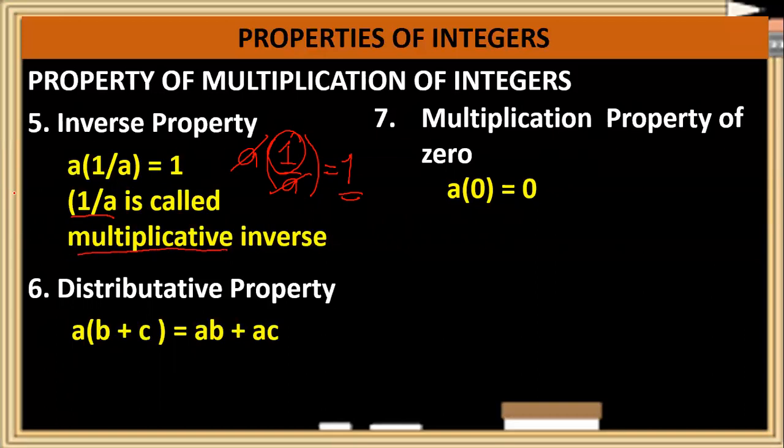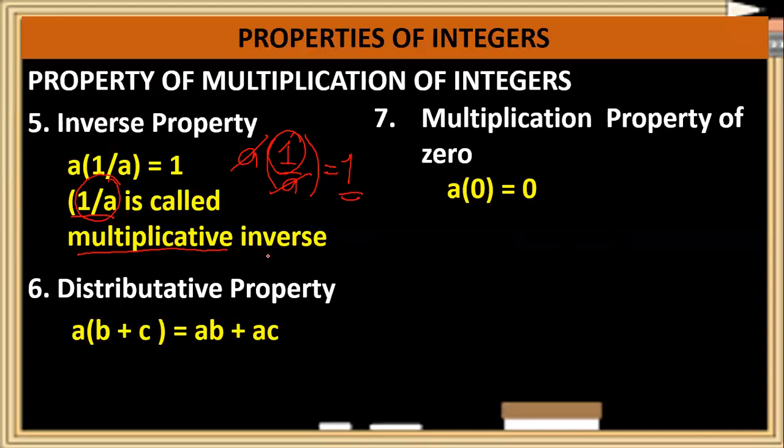Okay? So, yun yung kanina sa addition, ang inverse property, ang additive inverse natin is the negative value of that given integer. So dito sa multiplication, ang opposite niya is 1 over that particular integer. So ito yung multiplicative inverse natin when we talk about the property of multiplication of integers sa inverse property niya.